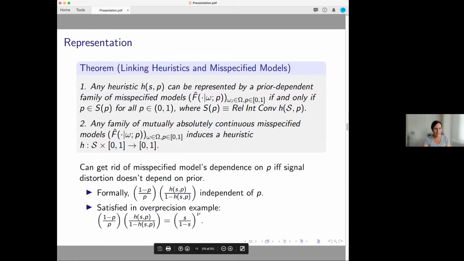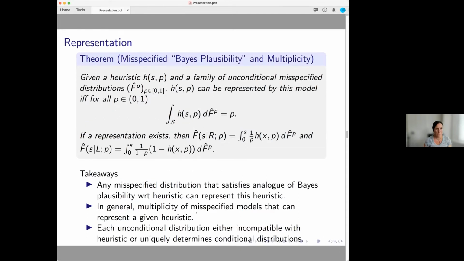And this is satisfied in some compelling examples. It's satisfied in our overprecision example. We're left with S over 1 minus S to the nu if we do this, but it's also not satisfied in many interesting classes of misspecified models that are heuristics that have been looked at in the literature.